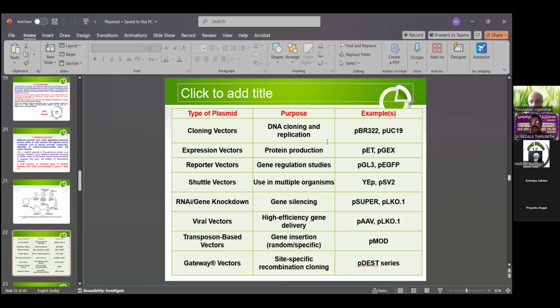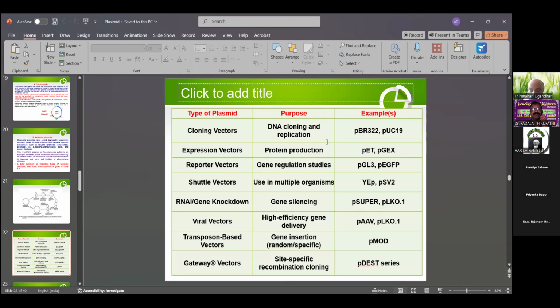The first one is the cloning vector. Cloning means copying or multiplying the DNA that is inserted into the vector. The second is the expression vector, for protein production, with examples such as pGT and pGEX. Then reporter vectors are used for gene regulation studies, gene expression, gene cloning, and also gene therapy. Then there are shuttle vectors, used in multiple organisms, such as YEp and pSV2.